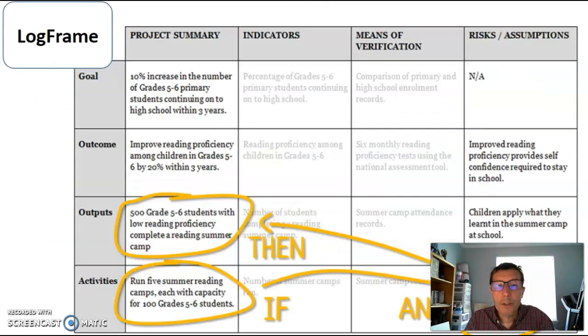The third one is called the log frame. The log frame is a table, and on the y-axis you have goal, outcome, outputs, and activities. And on the x-axis you have a project summary, indicators, means of verification, and risks and assumptions.